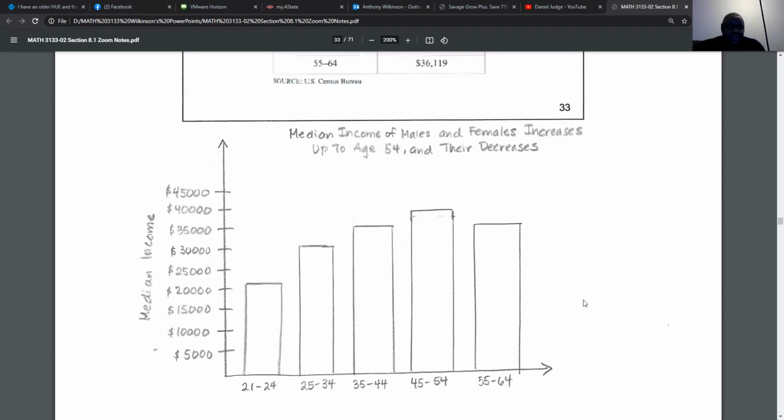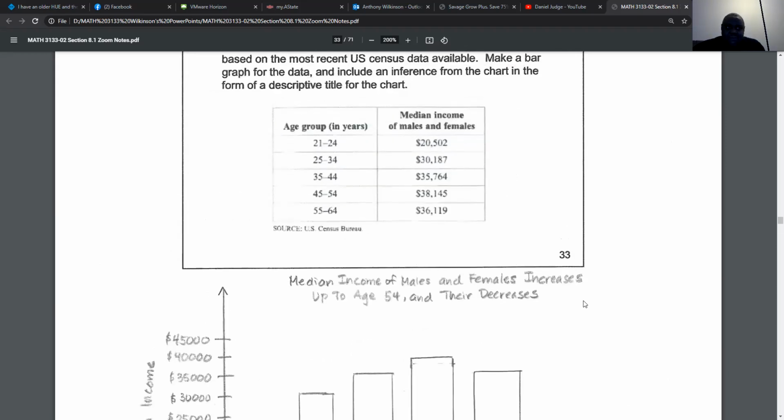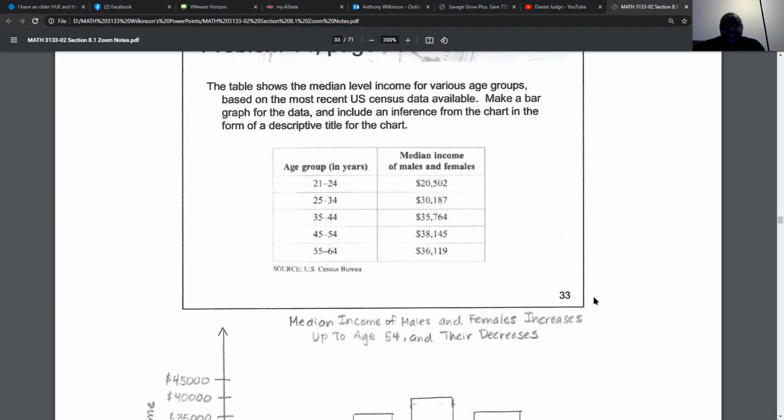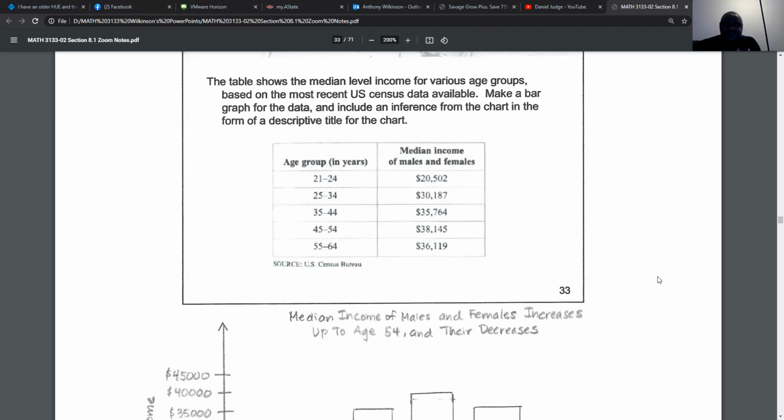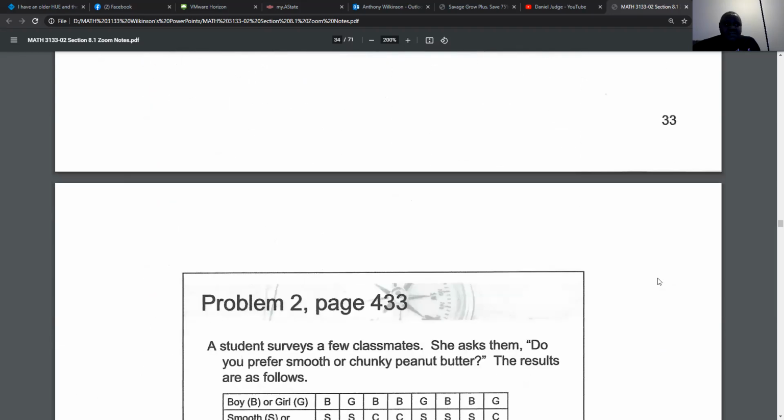So you should be familiar with trying to draw a bar graph freehand. And I think in the homework, they might give you a choice of which one of those bar graphs you have to pick out, which one fits this particular table that you see here.